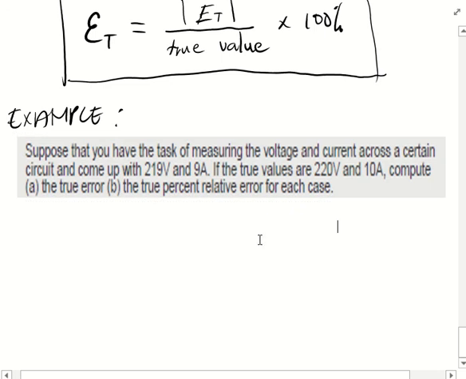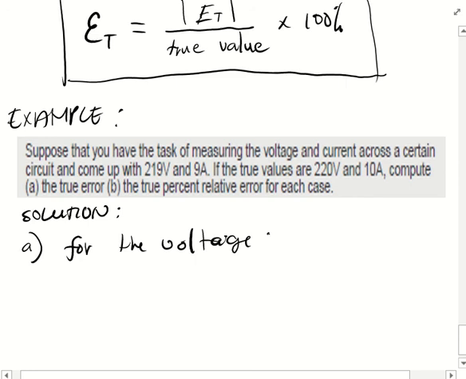Suppose that you have the task of measuring the voltage and current across a certain circuit and come up with 219 volts and 9 amps. If the true values are 220 volts and 10 amps, compute A, the true error, and B, the true percent relative error for each case. So, solution. For letter A, let us solve for the true error. So how do we solve for the true error? First, for the voltage. What's the true error for the voltage?